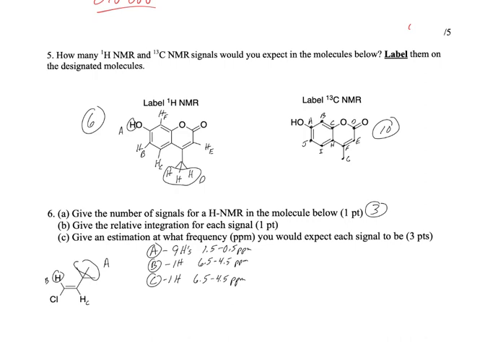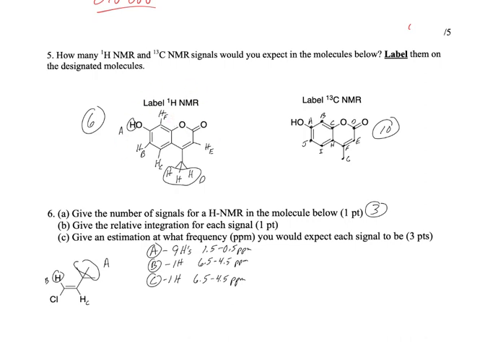So these two are examples of things that don't have any symmetry, right? There's no way to cut these to have symmetry. So most molecules that don't have symmetry will have more peaks than you'd expect, or lots of peaks that you normally would not expect. And that's all this is.